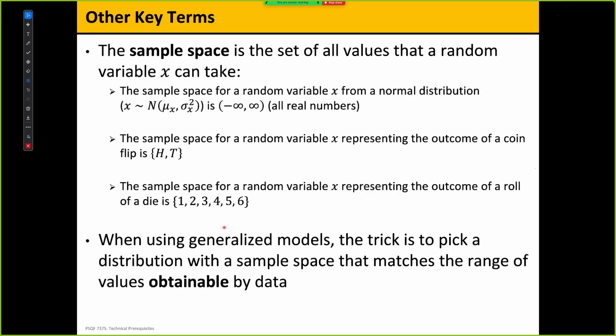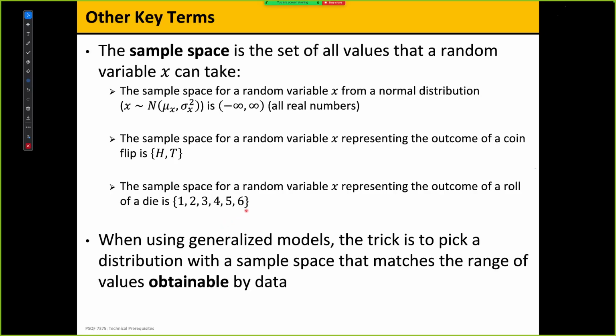So other key terms that we need to define. Number one is the sample space. The sample space is the set of all values that a random variable can take. So this is a mathematical definition. Every defined distribution, so a normal distribution, for instance, or a Bernoulli distribution, each random variable has to be within the range of the sample space.